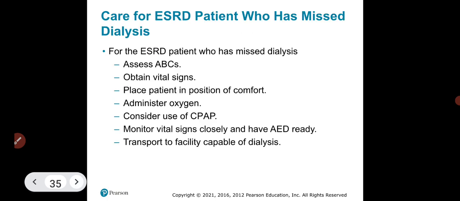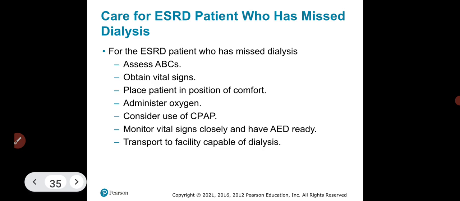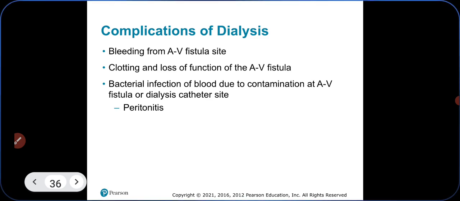Caring for a patient who has missed dialysis. For the ESRD patient who has missed dialysis, assess the ABCs, obtain vital signs, place the patient in a position of comfort, administer oxygen, consider use of CPAP, monitor vital signs closely and have the AED ready, and transport to a facility capable of dialysis. Complications: bleeding from the AV fistula site, clotting and loss of function of the AV fistula, bacterial infection due to contamination at the AV fistula or dialysis catheter site, and peritonitis.